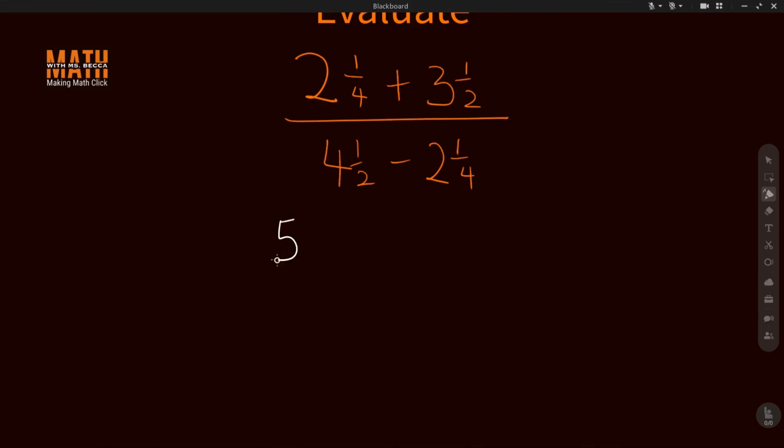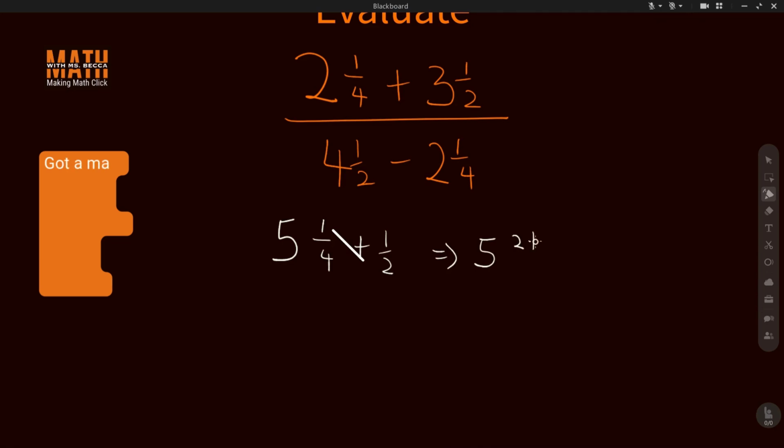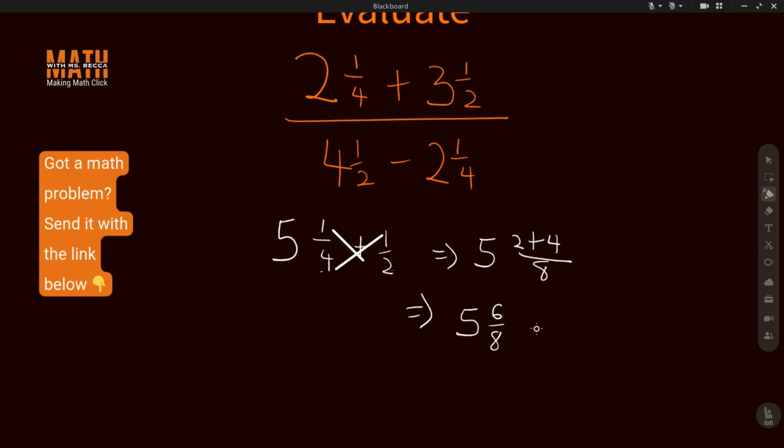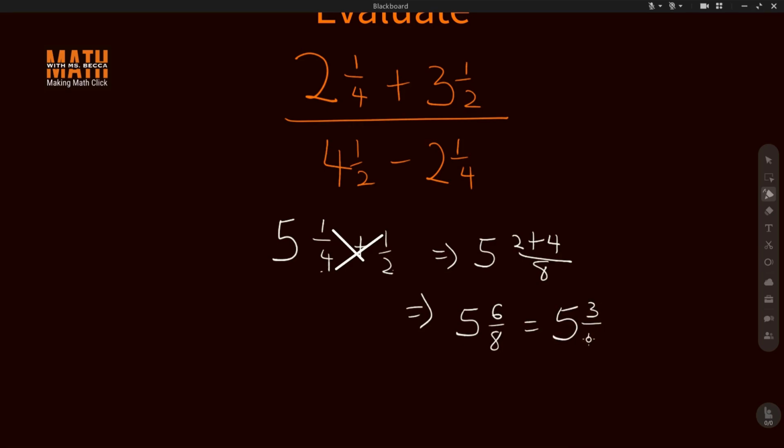So we have 5. Now, for 1 over 4 plus 1 over 2, all you have to do is just multiply like this. 1 times 2 is 2. So this will give 5 whole number. Then we have 2 plus, then you multiply like this. 1 times 4 is 4. So that will be 2 plus 4 over 4 times 2 is 8. So for the numerator, you will get 5 whole number 6 over 8, which is the same thing as, you can simplify it, 5 whole number 3 over 4.